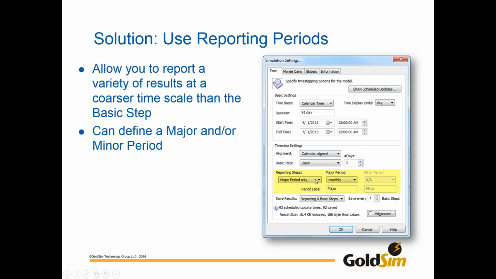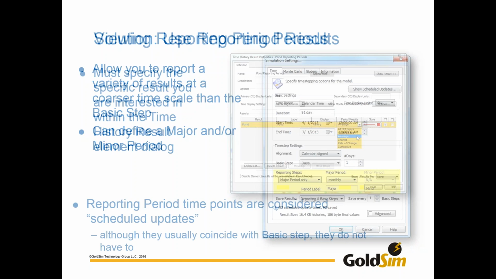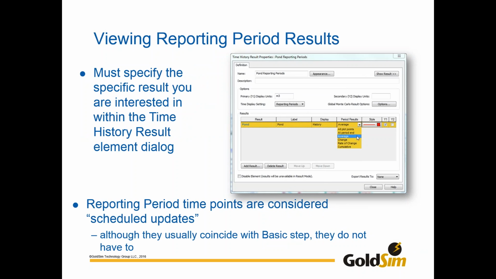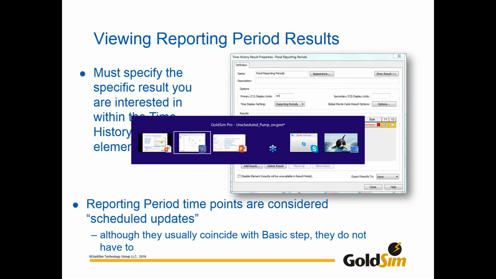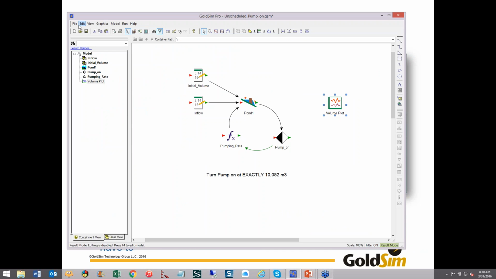In order for this to work, you need to take 2 steps. The first thing you need to do is tell GoldSim in the simulation settings dialog, I want to add one or more reporting periods. That's the first step that you need to do. The second step that you need to do, in the result element that you're interested in, you have to tell GoldSim what you want to do with the result. So let me show you an example of this.